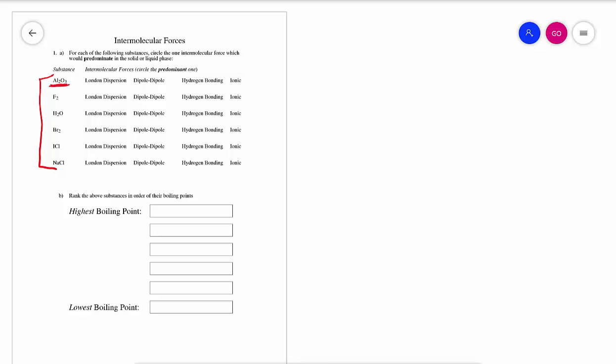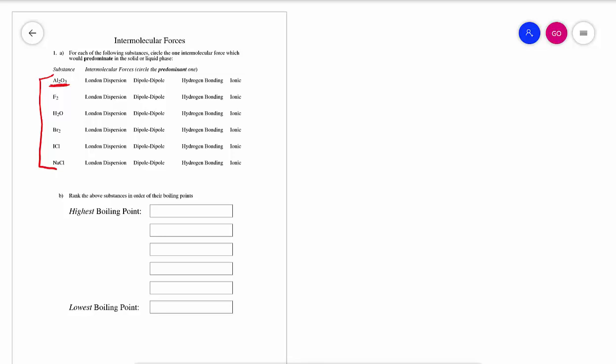Does it have London dispersion interaction? Yes, it does. Actually, every compound would have London dispersion interaction in it. Every molecule. So, all of them will have London dispersion forces. Does it have dipole-dipole? Nope, it does not.